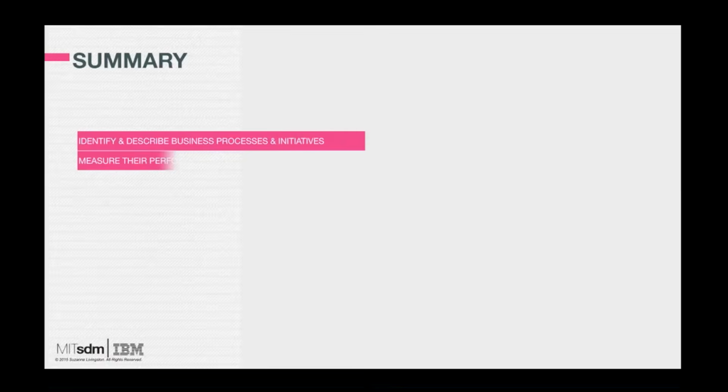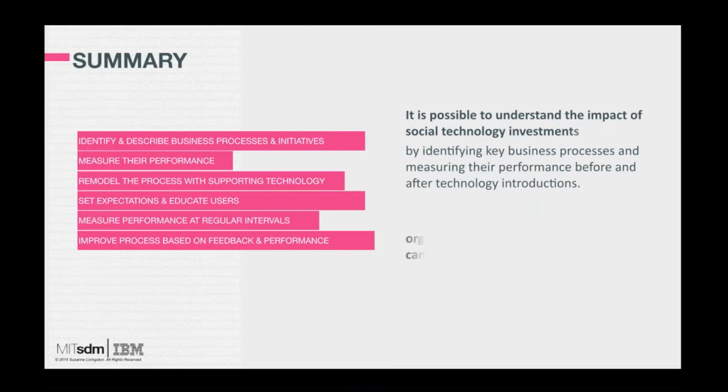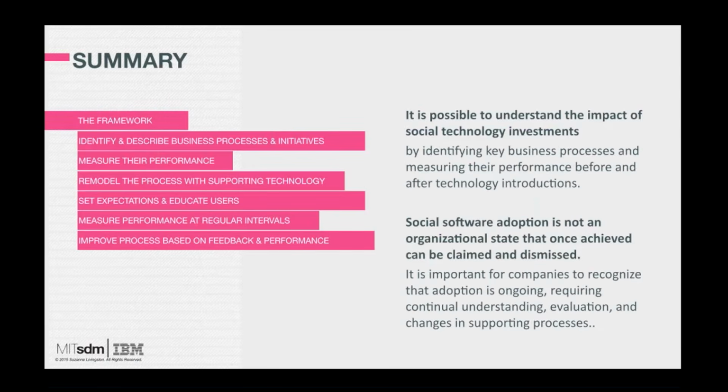Okay, so in summary, while we found that there were a number of strategies that organizations took for adoption in general, and trying to understand what the impact of these tools is on your organizations, there again is this 6-step framework: identify the business process that you're looking to improve, measure it, model it based on the supporting technology that you'll have, set expectations of your users and educate them, measure the performance of that process at various intervals, and then improve that process continually based on feedback and performance.